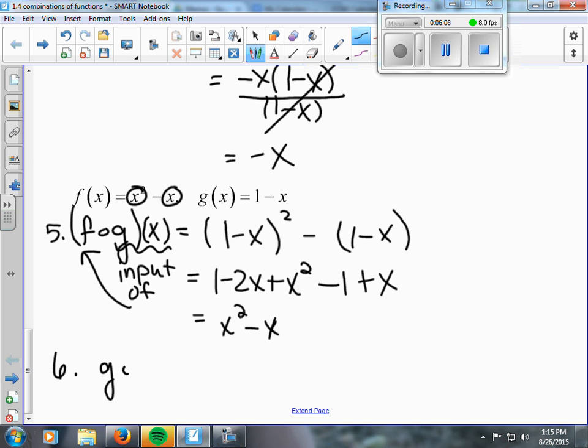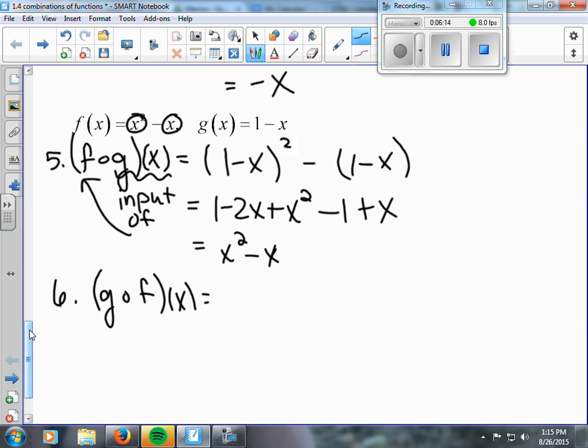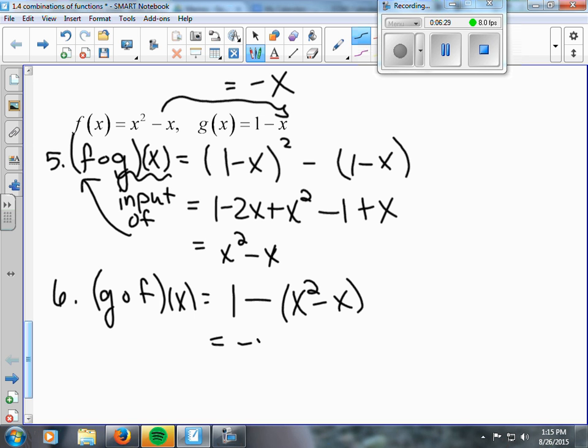Okay, number 6. What is g of f of x? Well, now f, the x squared minus x, is going to be my input. So I'm going to stick that into the x in g. So I don't have 1 minus x anymore. I have 1 minus x squared minus x. Be sure to distribute negatives. This is negative x squared plus x plus 1.